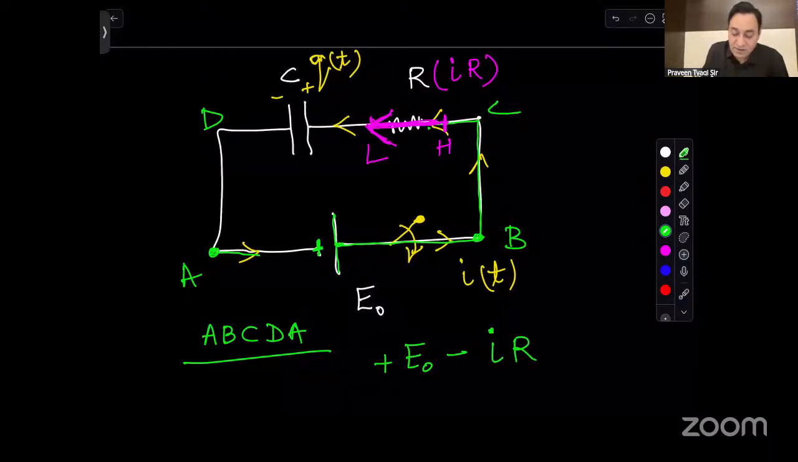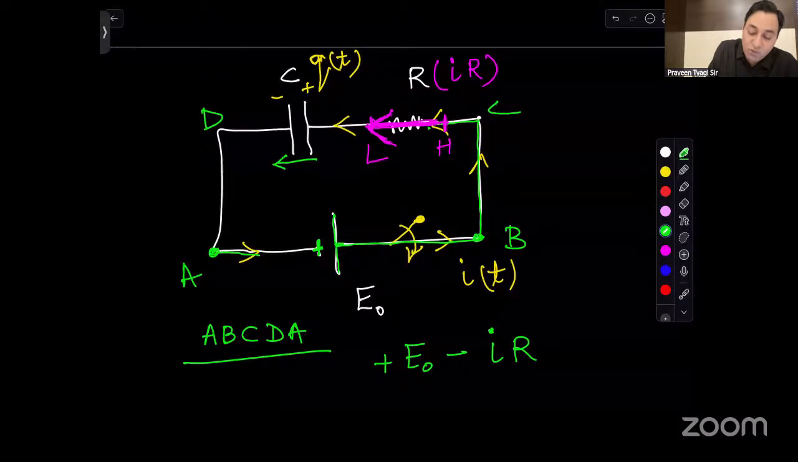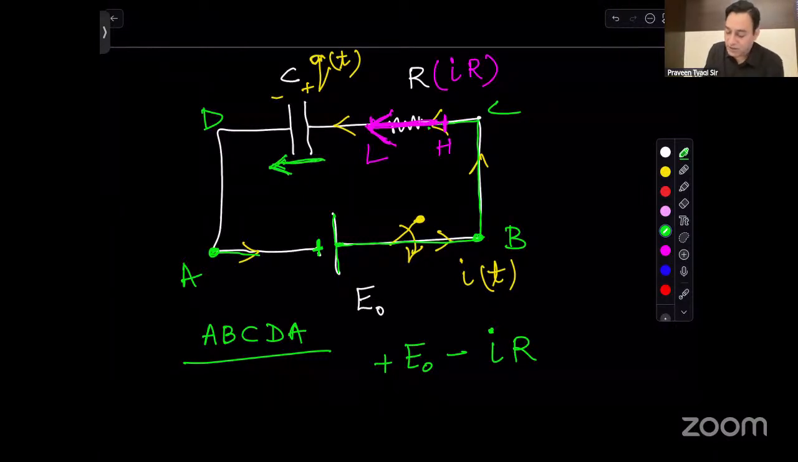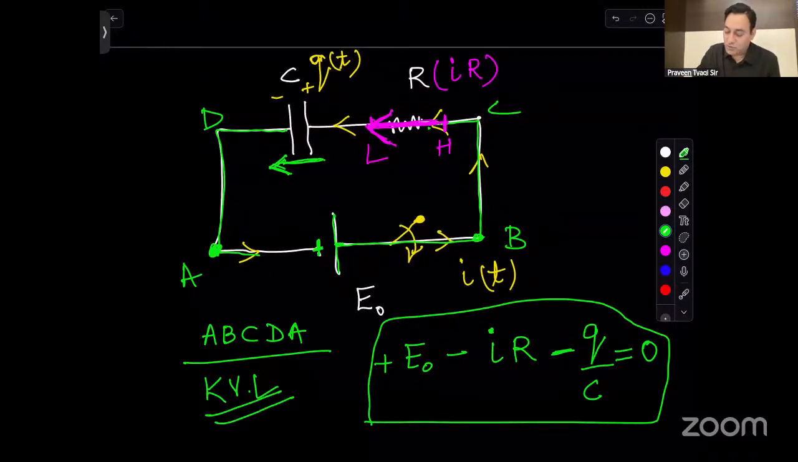Now, for the capacitor, you are going from the positive plate to the negative plate while writing the loop rule, Kirchhoff's voltage law. So when you are going in this direction, as shown in the figure with this green arrow, the potential difference across the capacitor will be Q by C, and you will write minus Q by C because potential is decreasing. And then you reach point A. The total potential rise is equal to 0. This is the KVL, Kirchhoff's voltage law, that we have applied. And all of you should learn how to apply this.